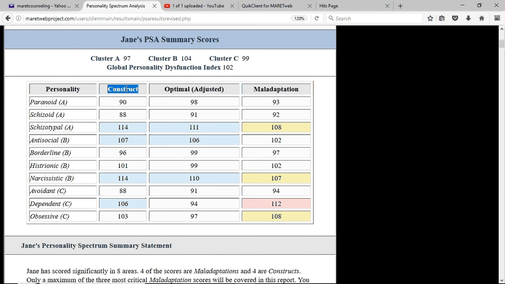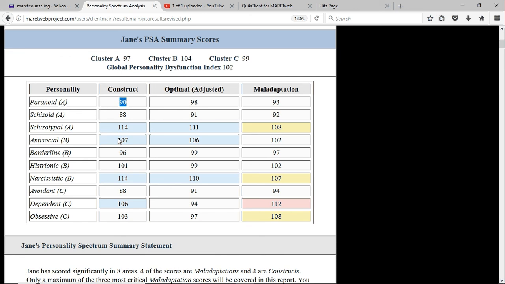So the construct just simply gives us a score for paranoid. Whether it was an optimal score or maladaptive score, doesn't matter. It was a paranoid score. This shows you the direction of the personality without discrimination. Understand that.